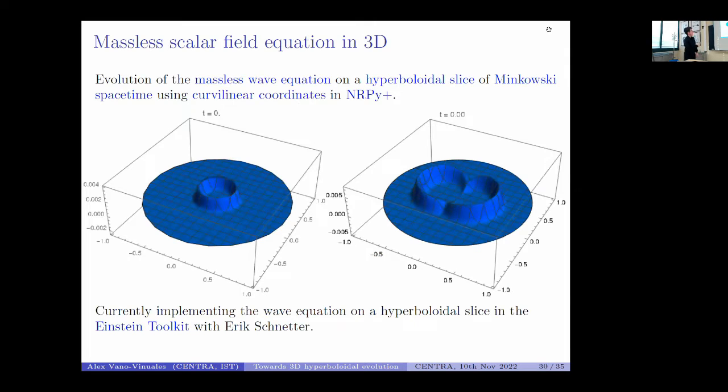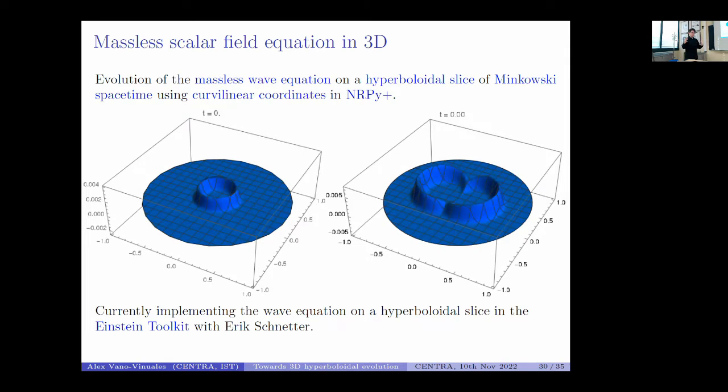And now this is going to be the last bit of the talk. I'm going to show what I'm currently doing with the conformally compactified approach in 3D. Before I started with the Einstein equations, I considered the scalar field evolving on a 3D hyperboloidal slice. And I forgot to say, this is the massless wave equation, and this is evolved within a code infrastructure called NRPy.